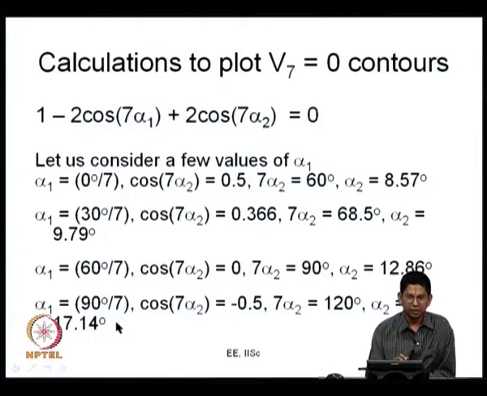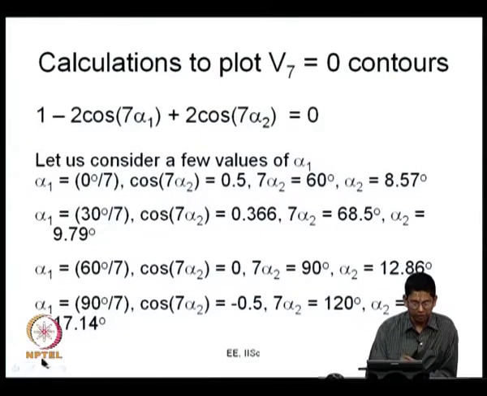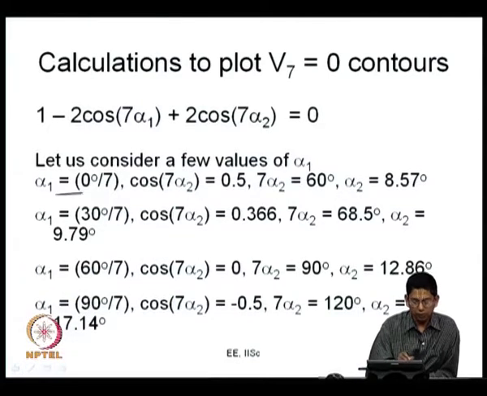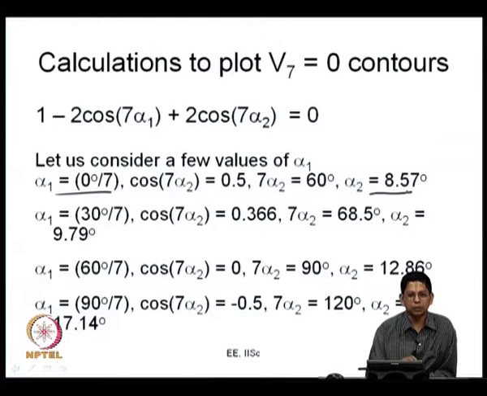Again 90 by 7 is something close to 13, a little less than 13 degrees. So, the corresponding solutions are all given here now. Let us look at what those solutions are. At alpha 1 is 0, the corresponding solution is alpha 2 is 8.57.